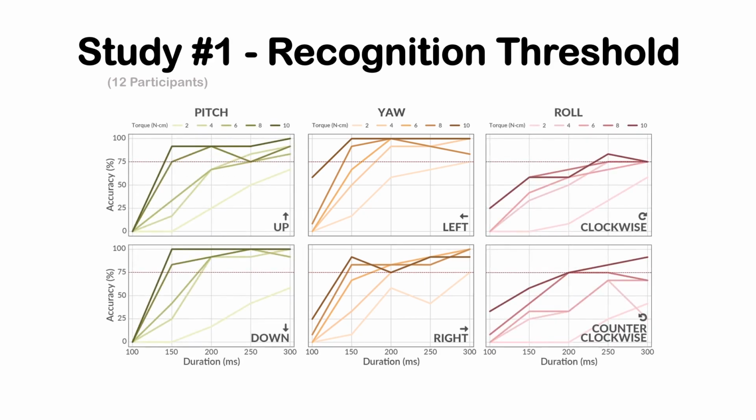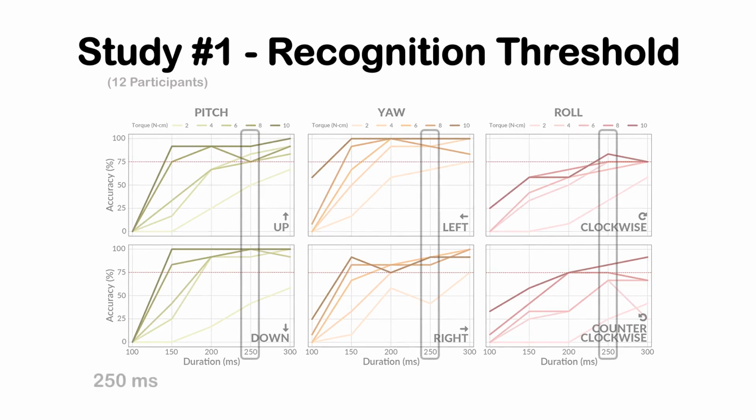Lastly, the accuracy for the roll axis is significantly lower than the pitch and yaw. We set 75% correct performance as the recognition threshold of the haptic cue's intensity. We chose 250 milliseconds as a minimum duration standard since the accuracy for the roll axis would not exceed 75% until 250 millisecond duration.